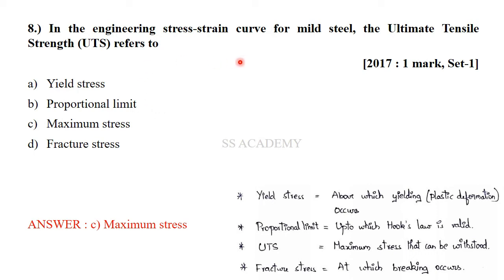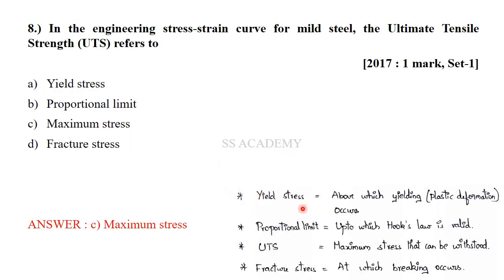In the engineering stress strain curve for mild steel, the ultimate tensile strength, UTS, refers to yield stress, proportional limit, maximum stress, or fracture stress. These are all points in a stress strain curve. This question was asked in 2017 GATE set 1 for 1 mark. Let us understand these points.